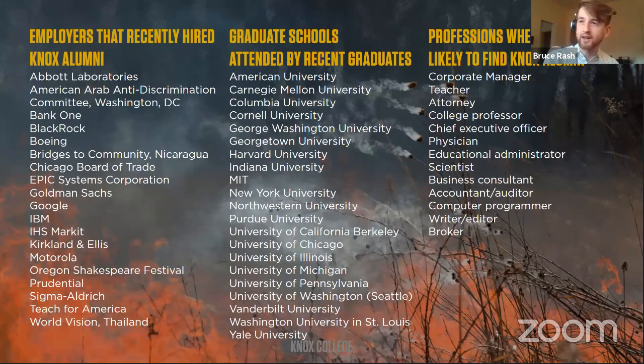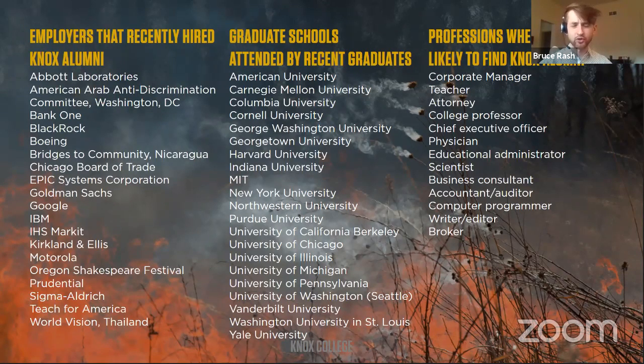Just some quick statistics about where our students are going and what they're doing after they're graduating. They're working at places like the Arab Anti-Discrimination Committee in Washington, D.C., Epic Systems Corporation, Google, IBM, Motorola. They're working at the Oregon Shakespeare Festival, Teach for America, World Vision, which is a nonprofit based out of Thailand.